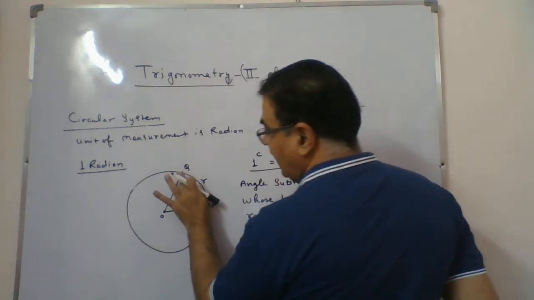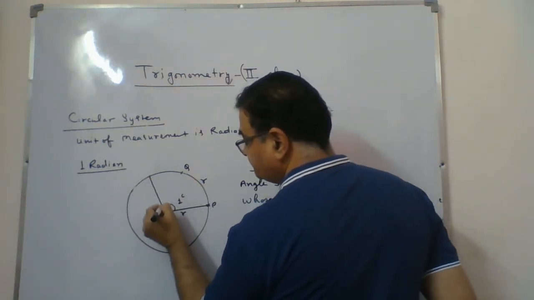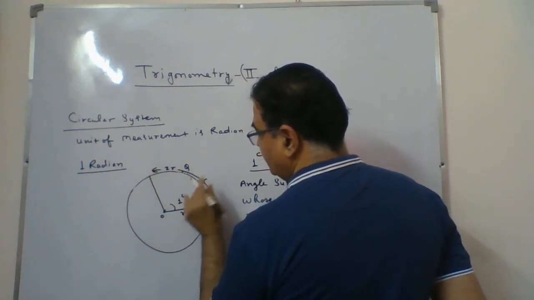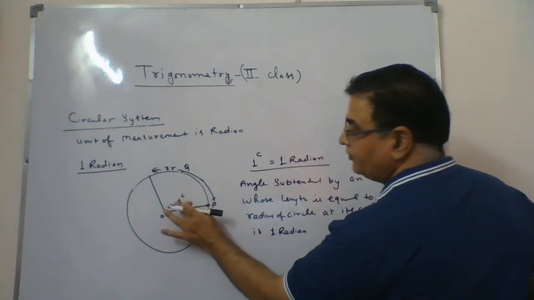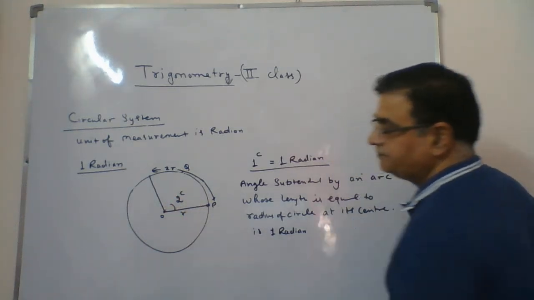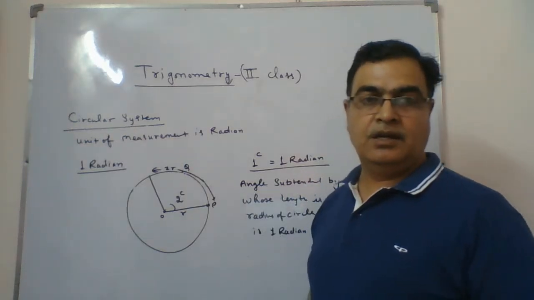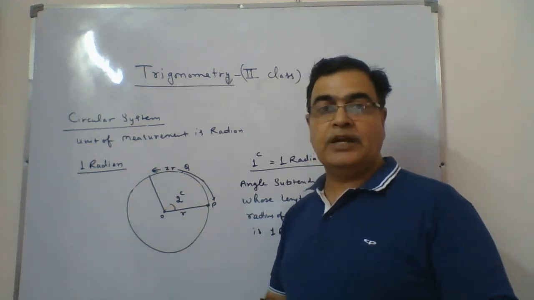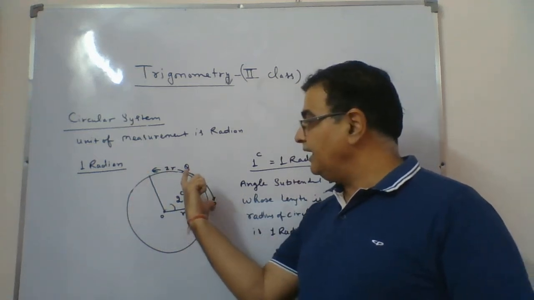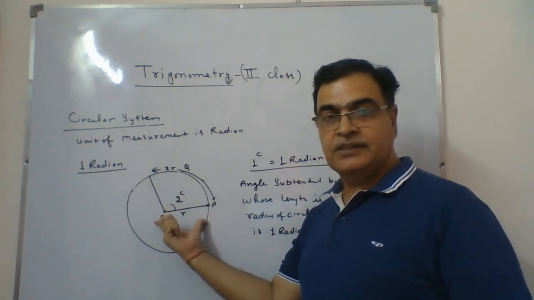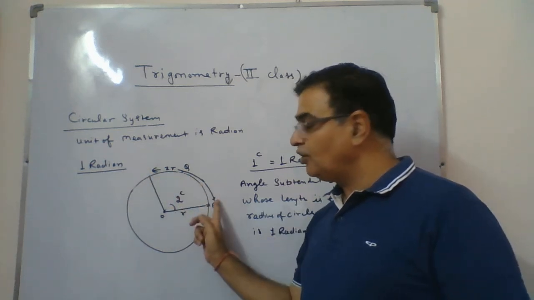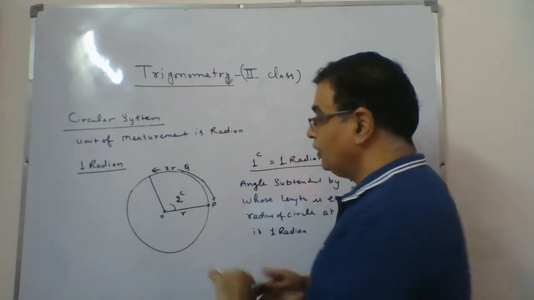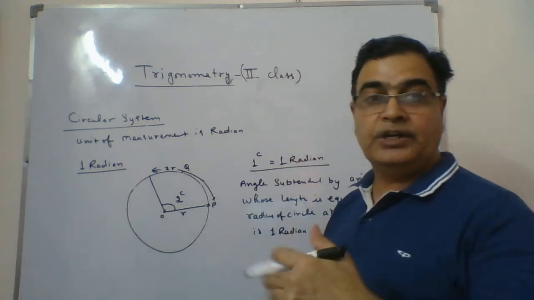By the way, if this arc has length 2r, then how much angle will it be? Then this angle will become 2 radian, because this is twice the length of the arc. So this way we will calculate the radian. 1 radian means the length of the arc should be the same as the radius. If the length of the arc is twice the radius, then whatever angle is subtended at the center, we call that 2 radian, and likewise 1 radian, 2 radian, 3 radian.